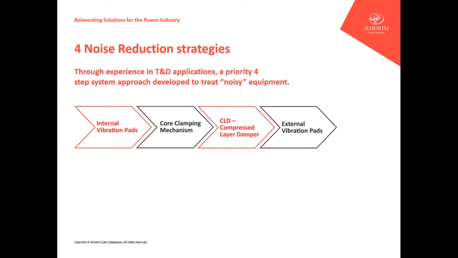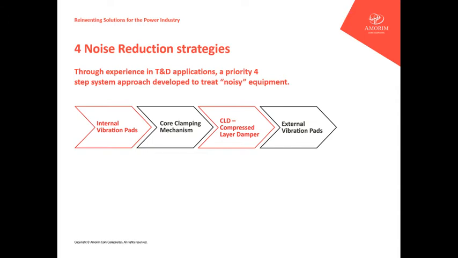So looking to the left, to the right, we should start implementing internal vibration pads, which will go under the active part. Then we should look at the core clamping mechanism. The idea is to decouple metal-to-metal connections from the active part to the tank, or to the top or to the sidewall.